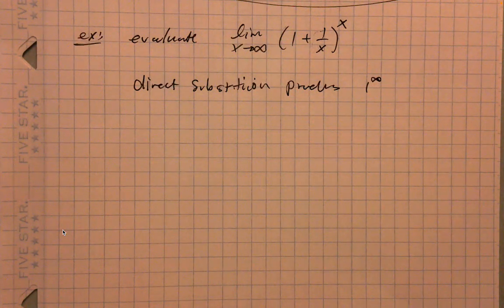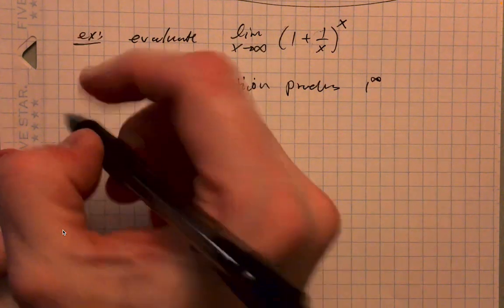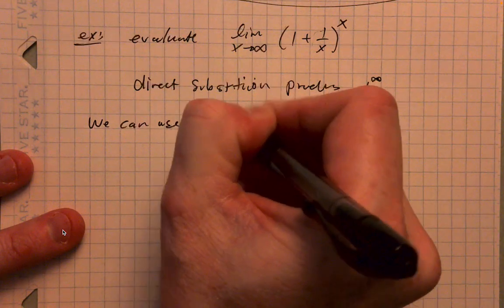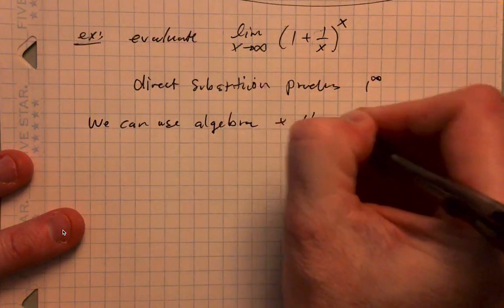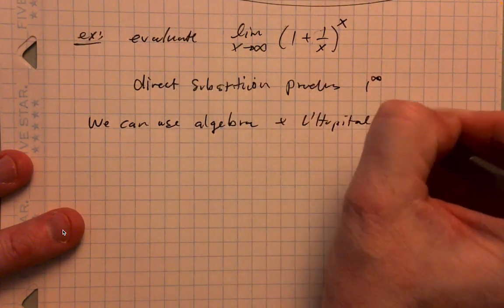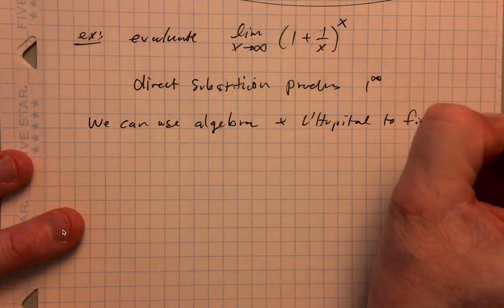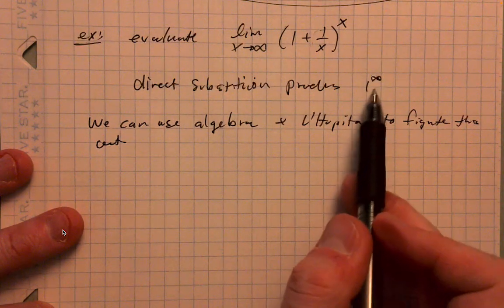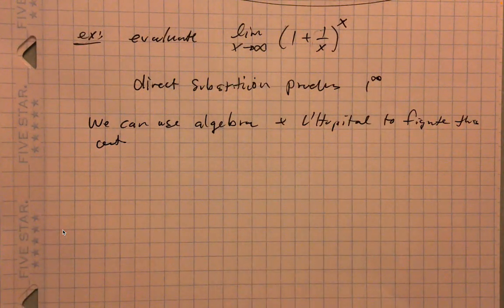But we can get tricky with this one. We can use some algebra plus L'Hopital to figure this out. Because 1 raised to the power of infinity does not tell us what this limit is, or if it even exists.